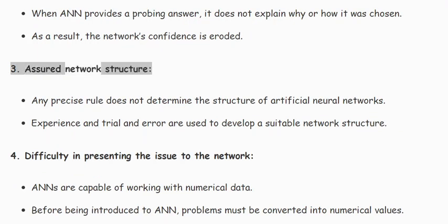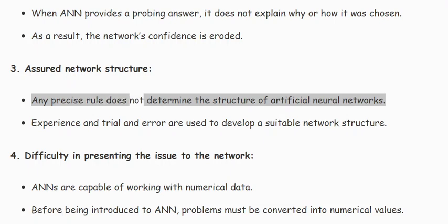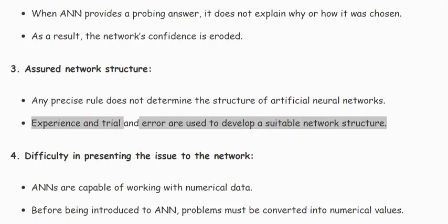3. Assured network structure. No precise rule determines the structure of artificial neural networks. Experience and trial and error are used to develop a suitable network structure.